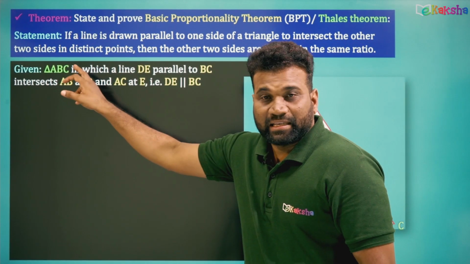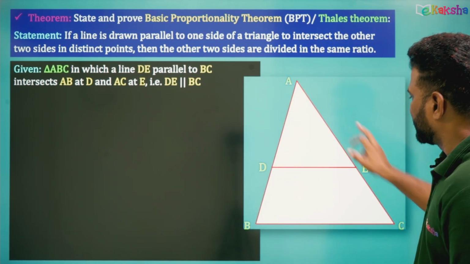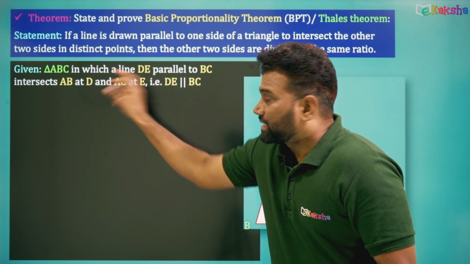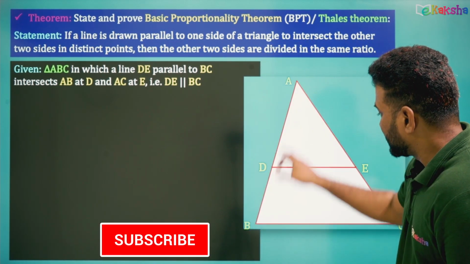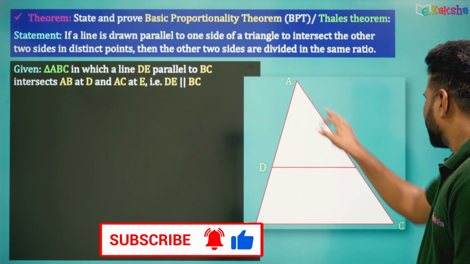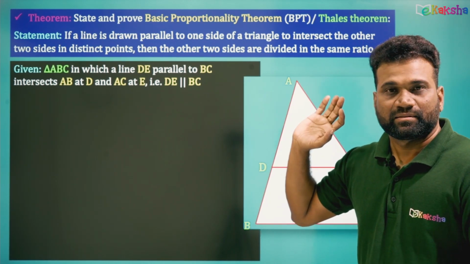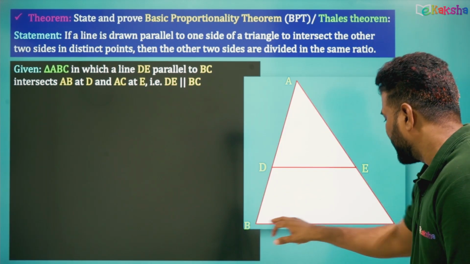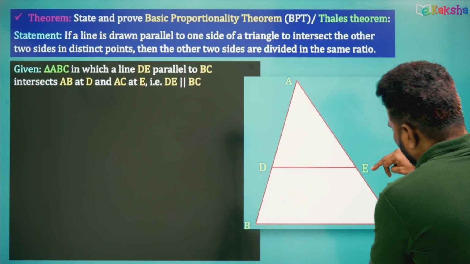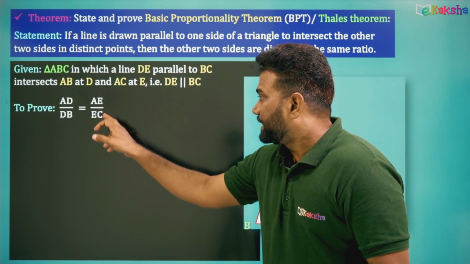Given in triangle ABC, a line DE parallel to BC intersects AB at D and AC at E. So that is DE parallel to BC. In short we can say this line is parallel to this line. So here we need to prove that AD over DB is equal to AE over EC.